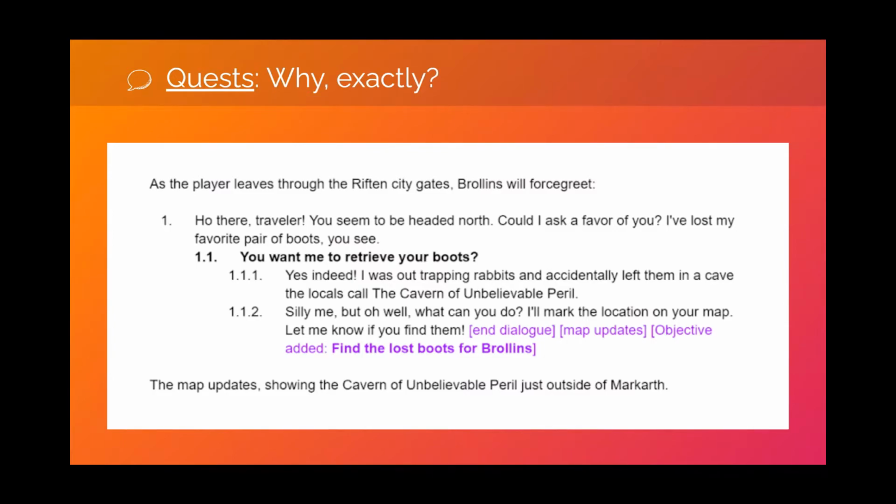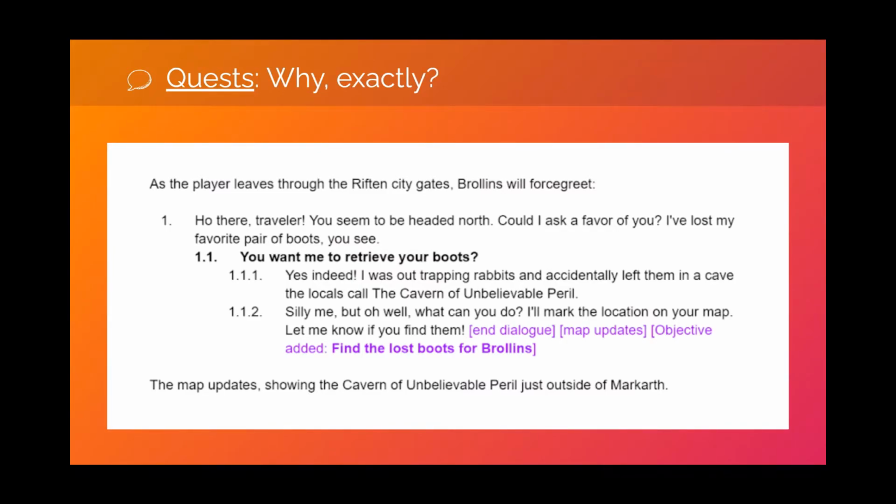So just take a look at this example for me. As the player leaves through the Riften City gates, Brawlins will force greet. "Ho there, traveler, you seem to be headed north. Could I ask a favor of you? I've lost my favorite pair of boots, you see." The player responds, "You want me to retrieve your boots?" And then the NPC says, "Yes, indeed. I was out trapping rabbits and accidentally left them in a cave the locals call the Cavern of Unbelievable Peril. Silly me, but oh well, what can you do? I'll mark the location on your map. Let me know if you find them." And then the map updates showing that the Cavern of Unbelievable Peril is just outside of Markarth.